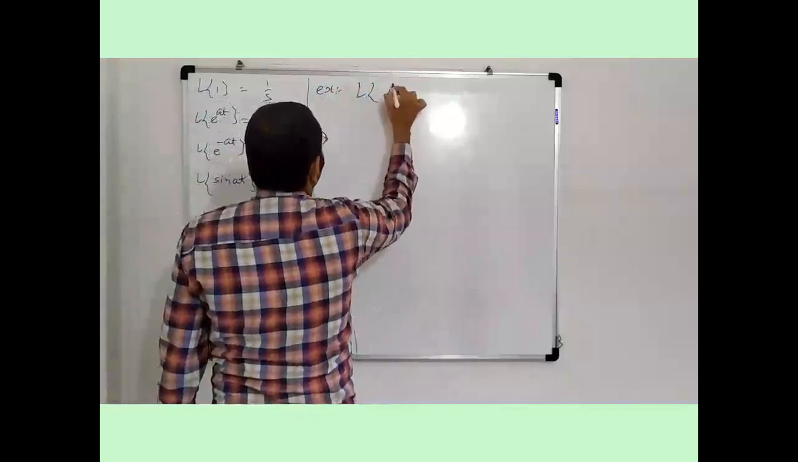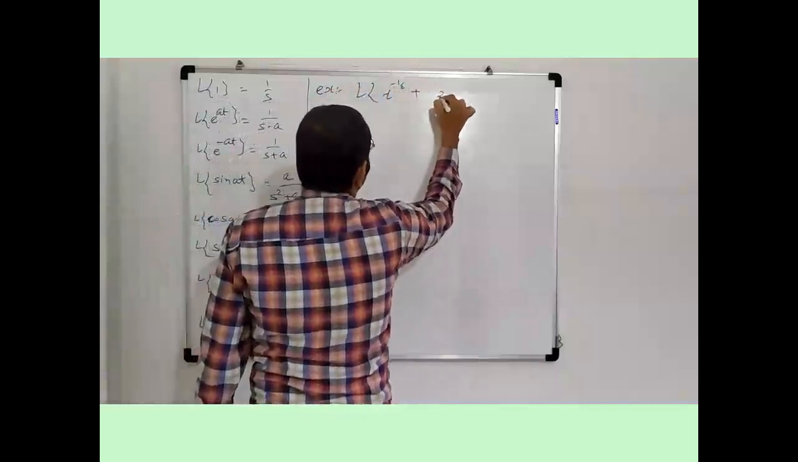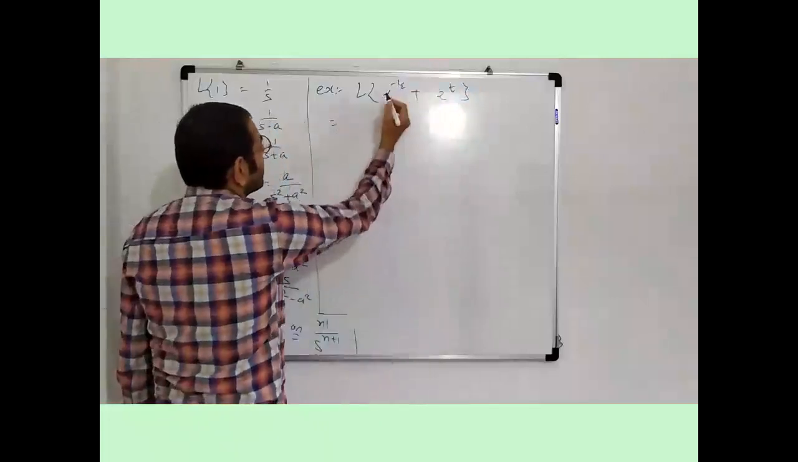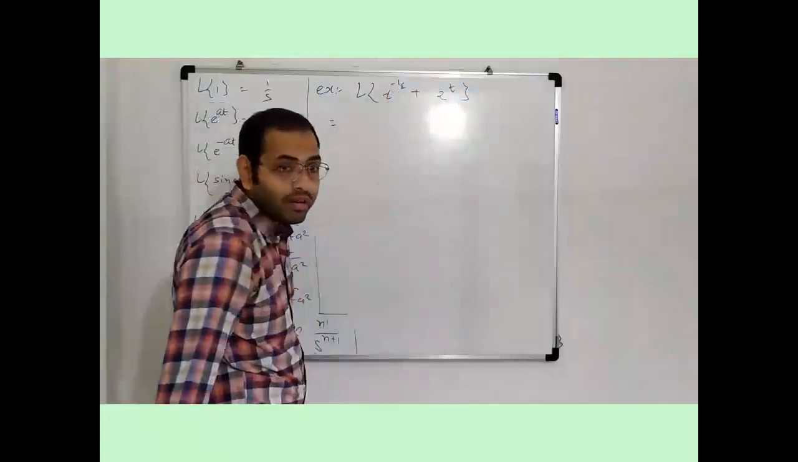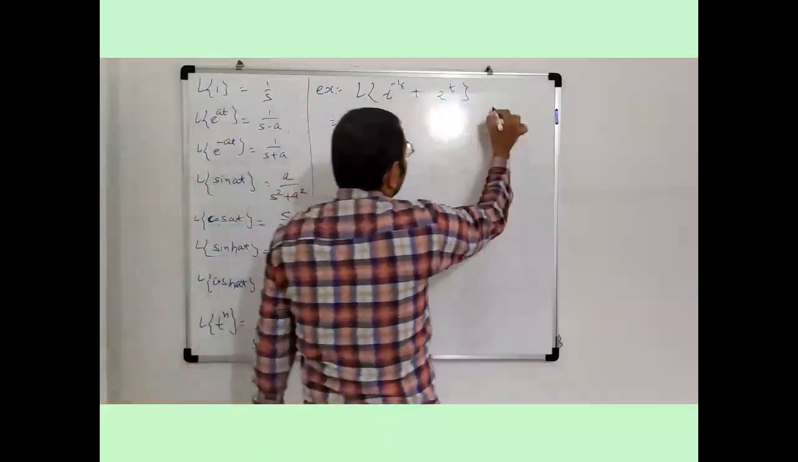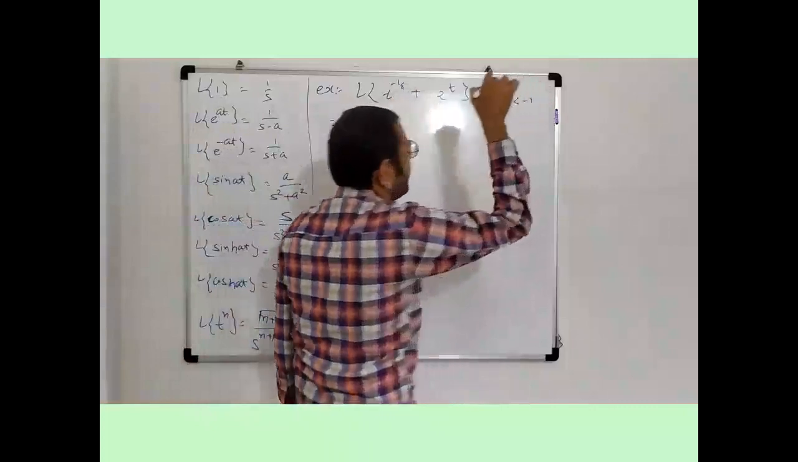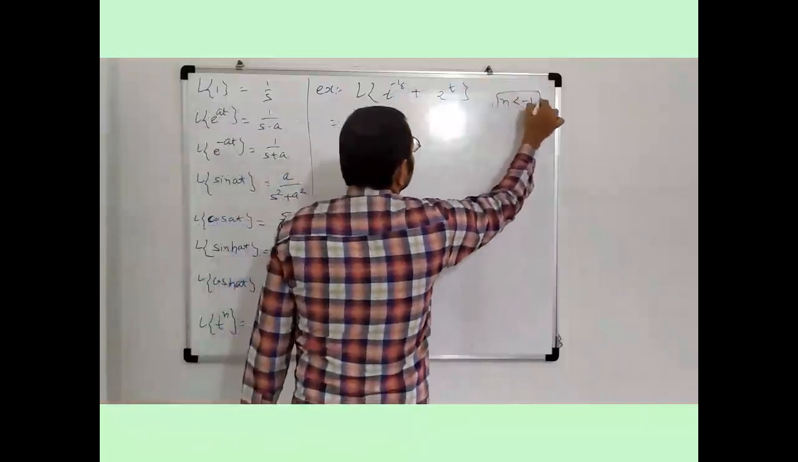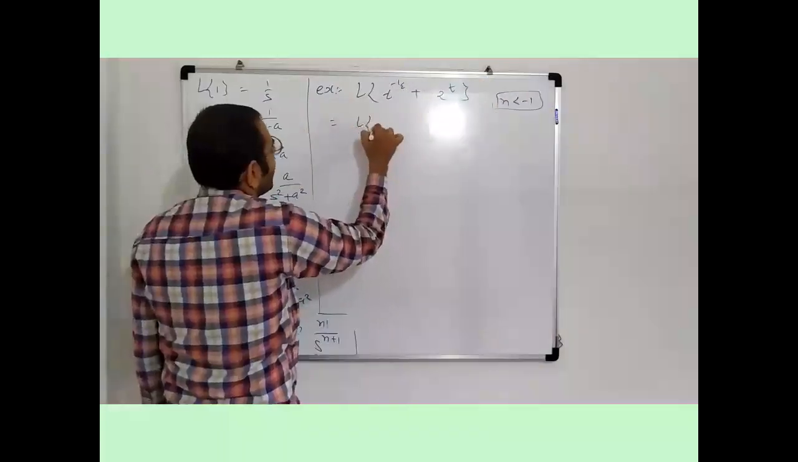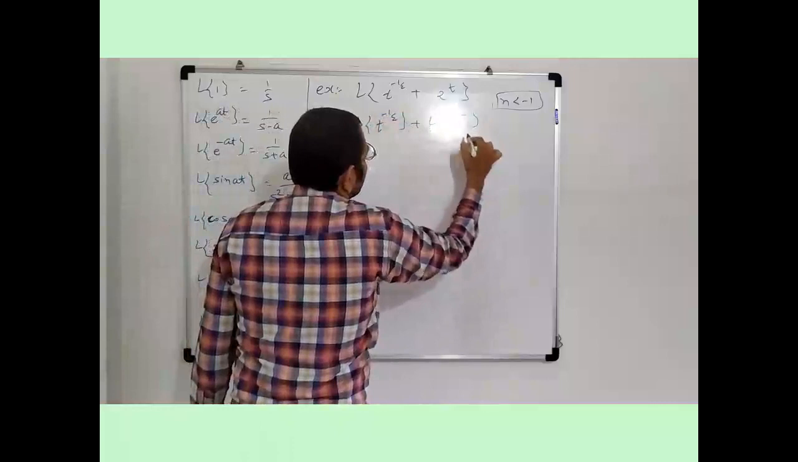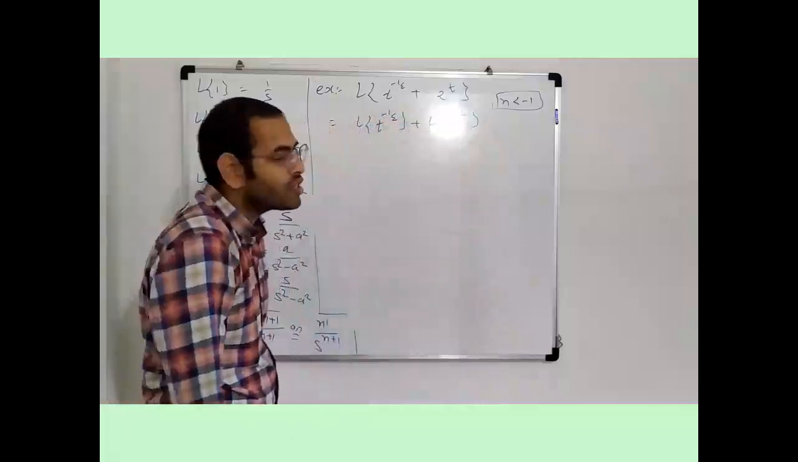Laplace of t raised to minus 1/2 plus 2 raised to t. First, the power here must be negative, but not less than minus 1. That is the required condition for this. Then Laplace of t raised to minus 1/2 plus Laplace of 2 raised to t. Here, 2 raised to t, we use the form c raised to t.